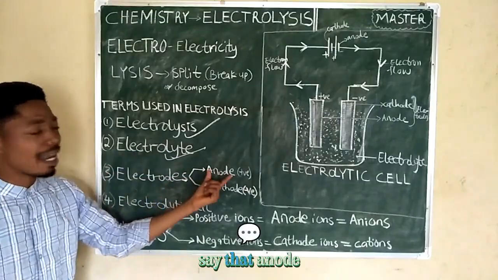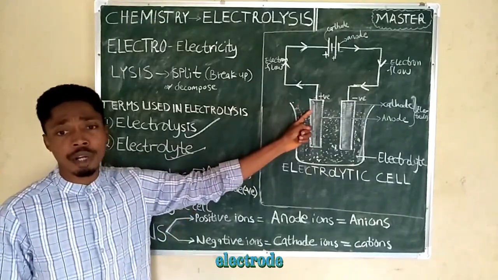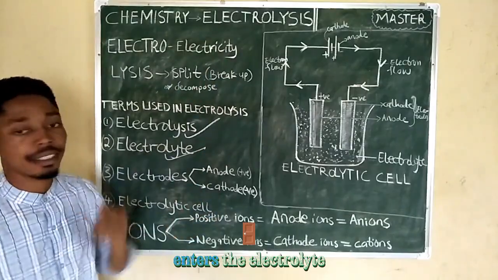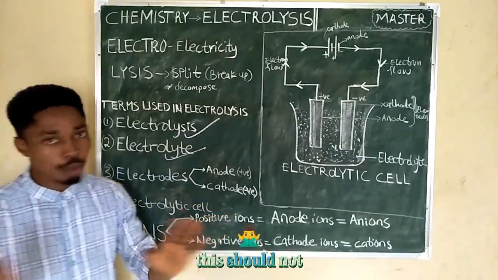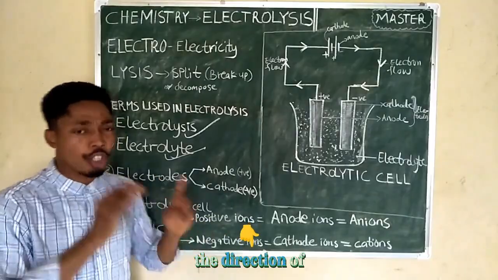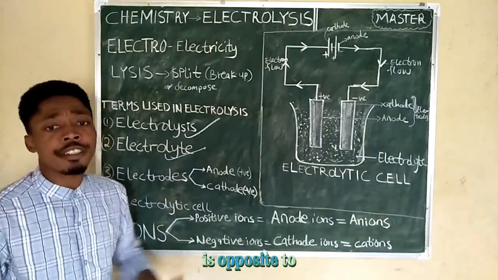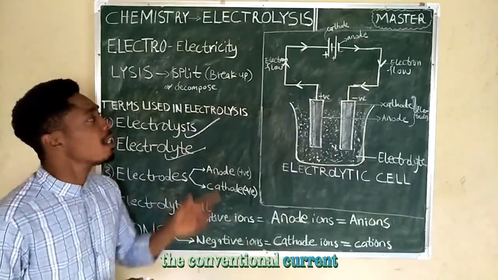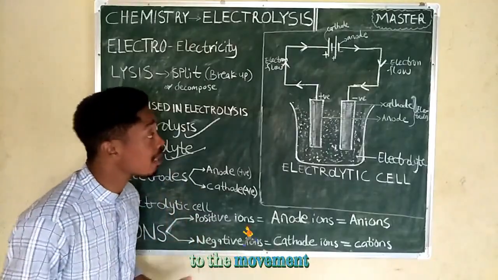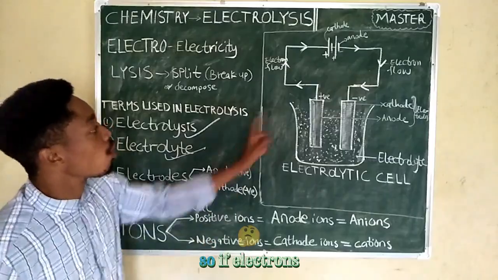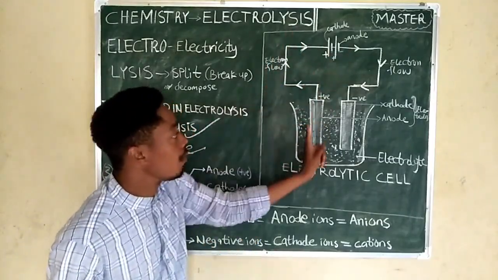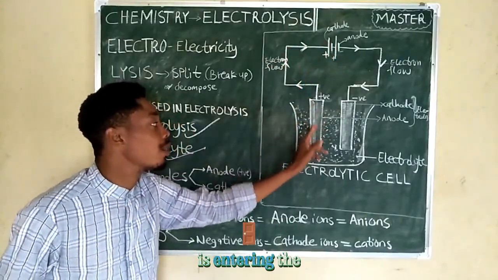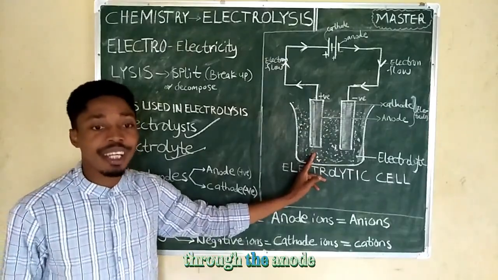You can also say that an anode is a positive electrode through which conventional current enters the electrolyte. This should not be confusing to you at all. The direction of motion of electrons is opposite to the direction of motion of conventional current. So the conventional current moves in the direction which is opposite to the direction of electrons. So if the electrons are moving in this direction, leaving the electrolyte through the anode, then conventional current is entering the electrolyte through the anode.